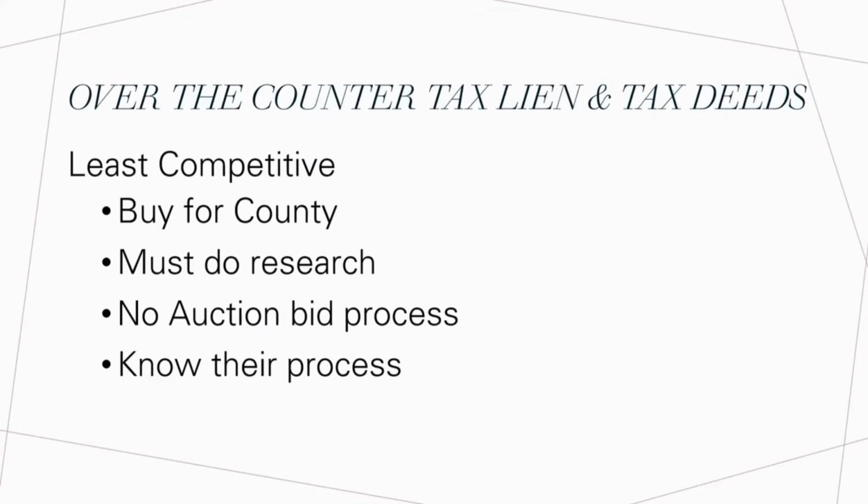You buy at the local county. Okay? You must do your research. In other words, you must do your due diligence for that specific property. Most of the properties, when they're offered over the counter or OTC, there's not an auction process. However, every county is different. So get to know their buying process. But oftentimes these properties are just for sale over the counter. You pay what they're asking, you go through their process, have a nice day. And like I said right here, know their process.